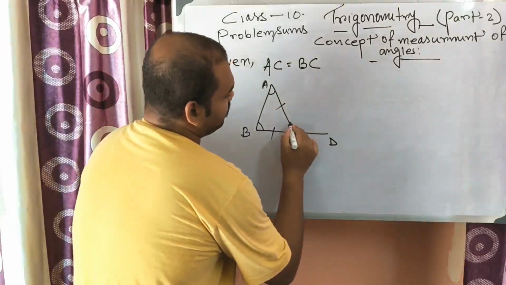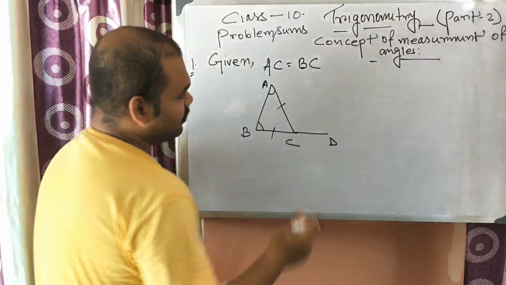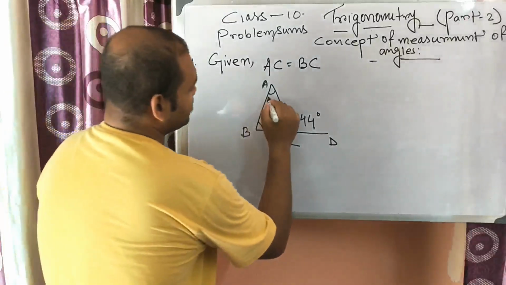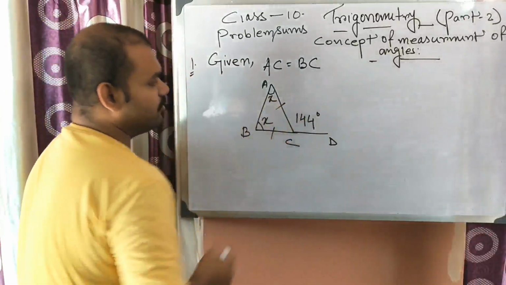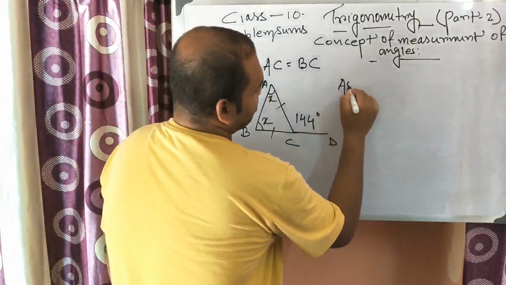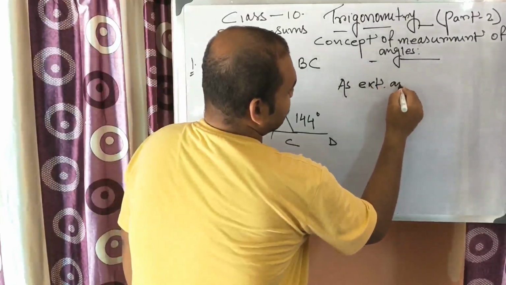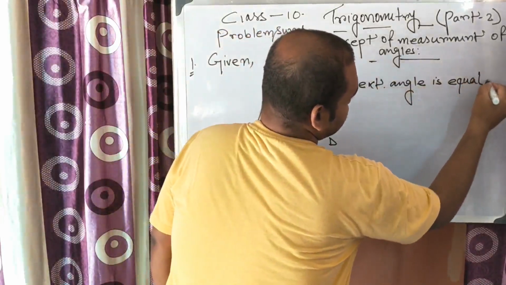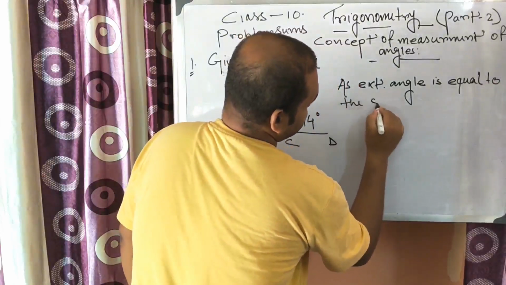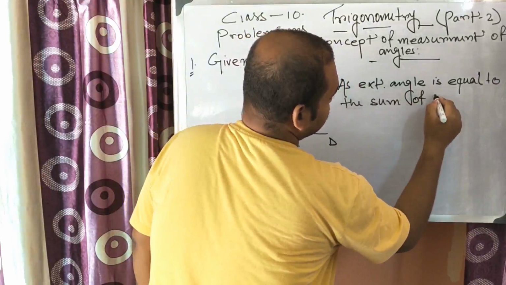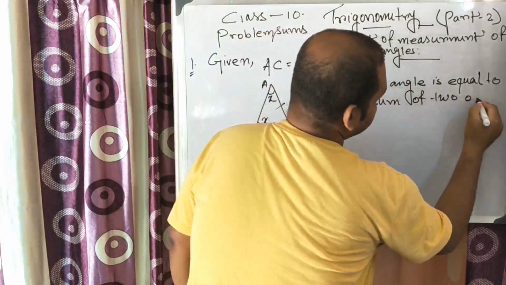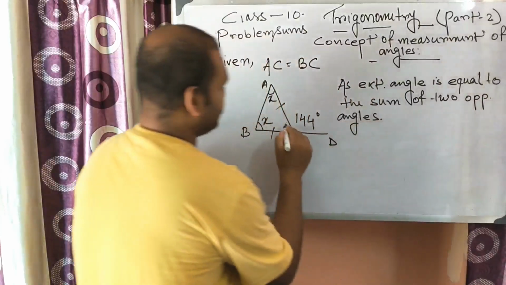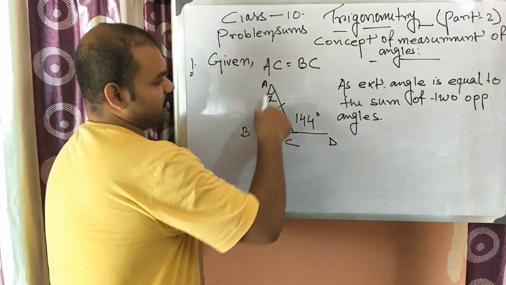And the value of angle ACD is given as 144 degrees. Let us consider this is x, this is also x. As the exterior angle is equal to the sum of the two opposite angles.